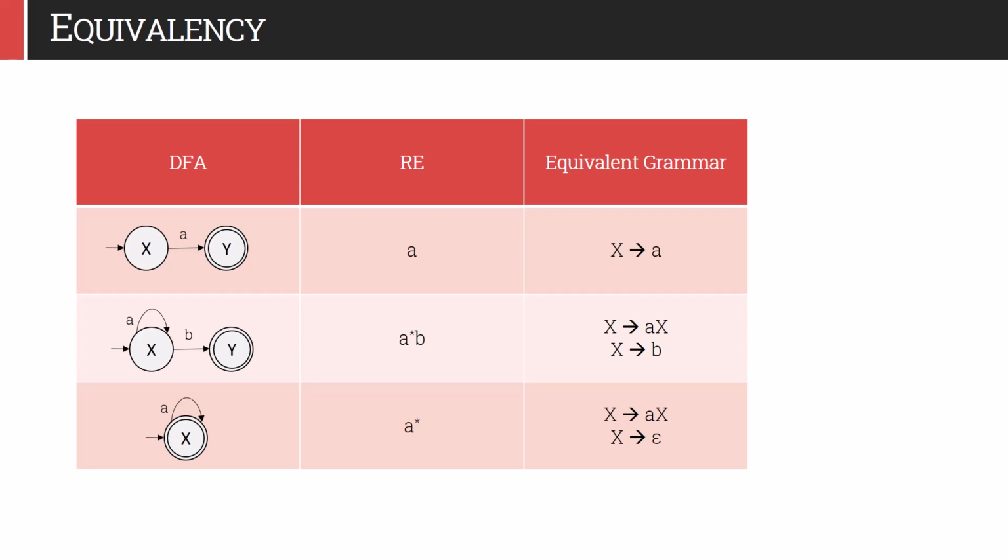X gives aX. So using that, we can generate any number of a, and to terminate we can have X implies epsilon. Because epsilon is part of the language, we need to add it explicitly. So these two productions can produce the a star language. In upcoming videos, we will see how to convert DFAs into equivalent grammar or regular expressions into grammar.